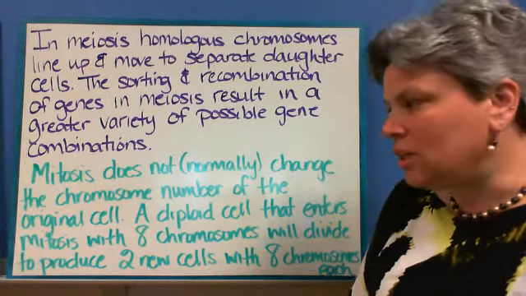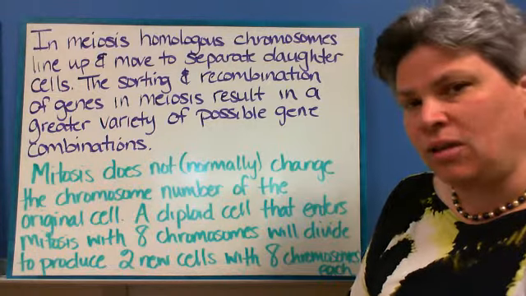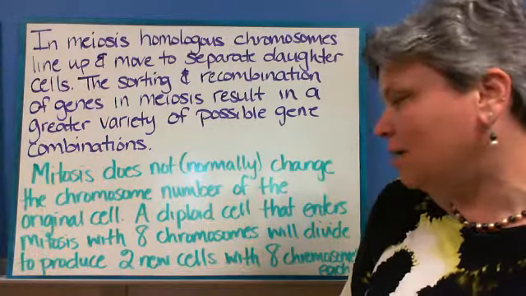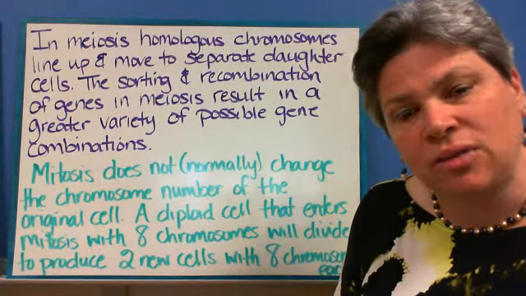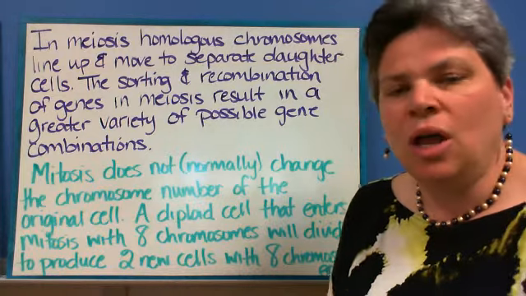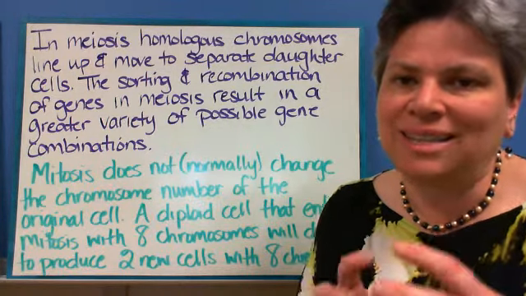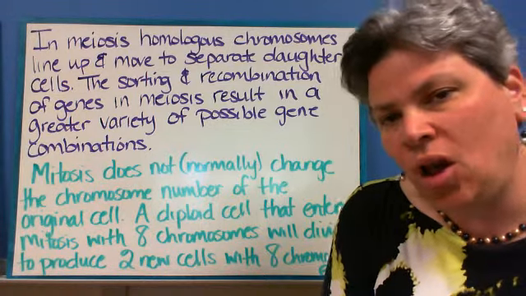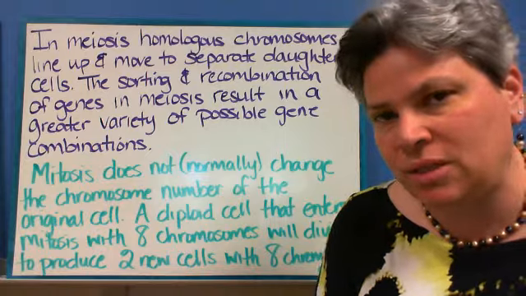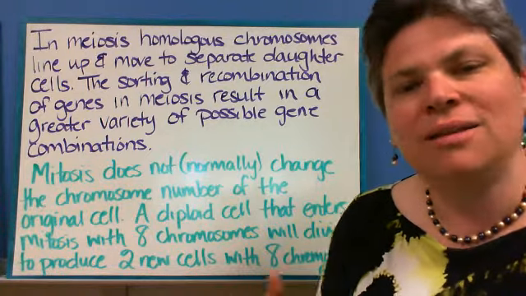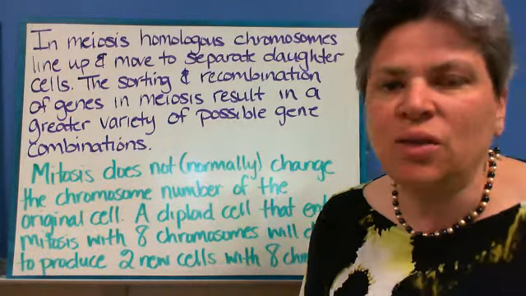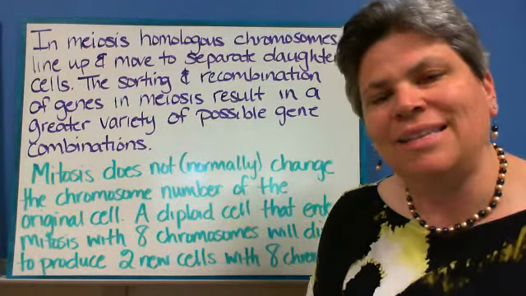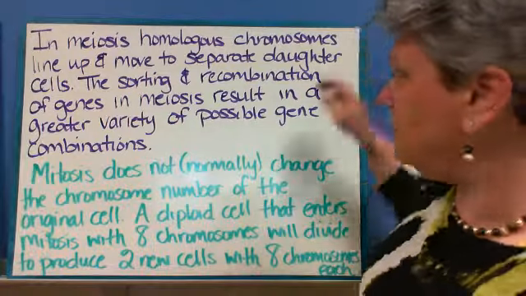Mitosis does not normally change the chromosome number of the original cell. So if I start with a diploid cell that goes into mitosis with 8 chromosomes, it will divide to produce 2 cells that both have 8 chromosomes. Remember, mitosis is going to give me an exact genetically identical copy, 100% the same. There's no differences. Mitosis, start with 8, you get 8. Start with 46, you get 46. Start with 110, you get 110. It's an exact genetic replica.